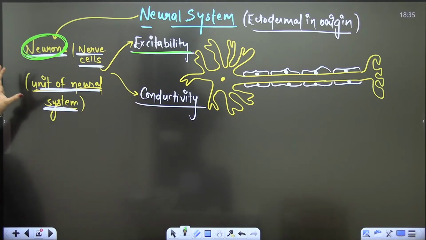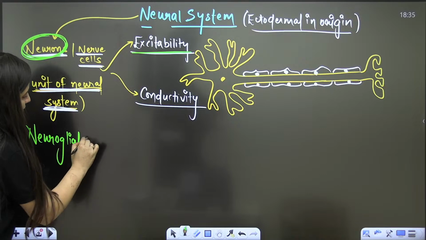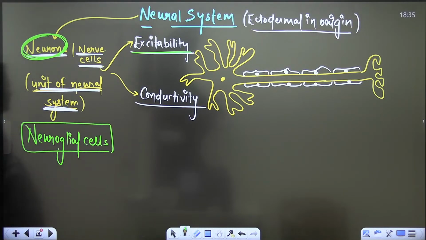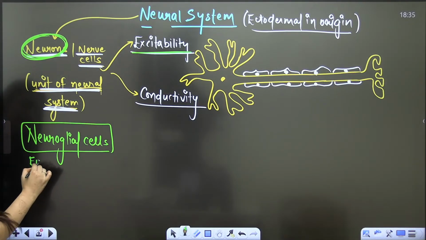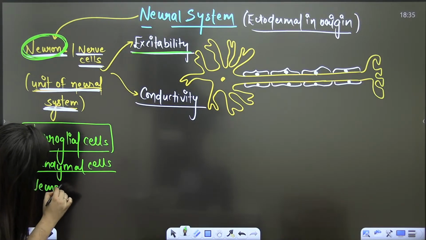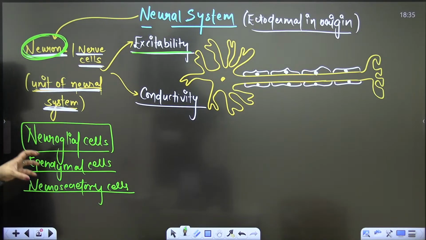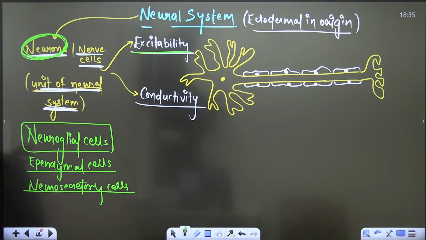So do we have the neurons here only? What do you think? Of course not. We will also talk about the neuroglial cells. Other than that, we will also discuss some ependymal cells here, and the neurosecretory cells also. Is that clear?